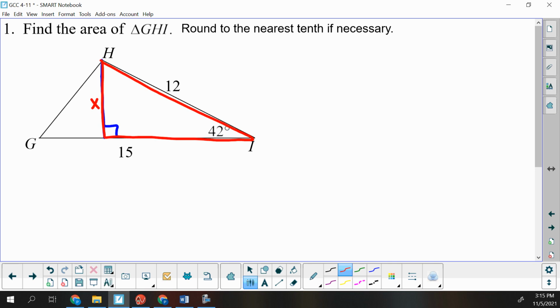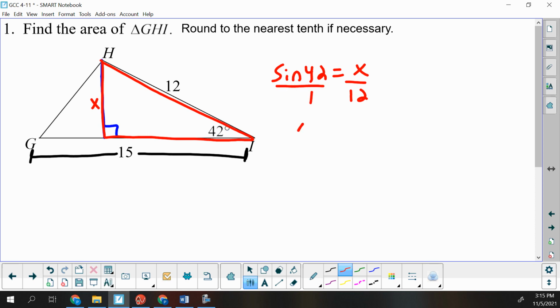So we're using the red triangle there. From the 42 degree angle we have opposite, and the 12 we have is the hypotenuse. Keep in mind this 15 was for this entire side, so 15 is not part of the red triangle. In the red triangle, with opposite and hypotenuse, we'll do sine of our angle 42 is equal to x over 12. If we cross multiply, 1 times x is x, and we'll get 12 sine of 42.